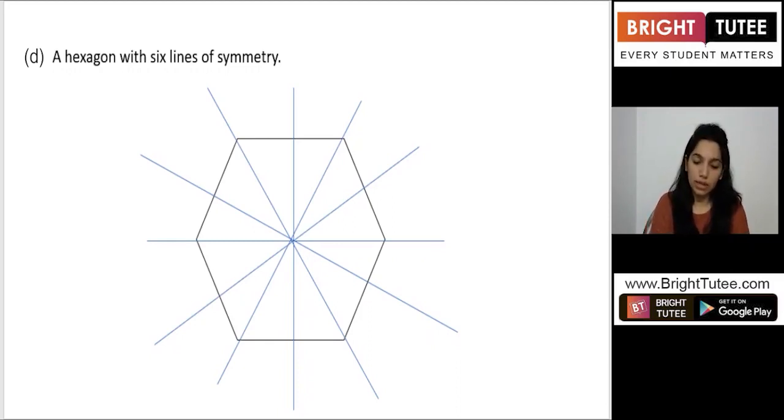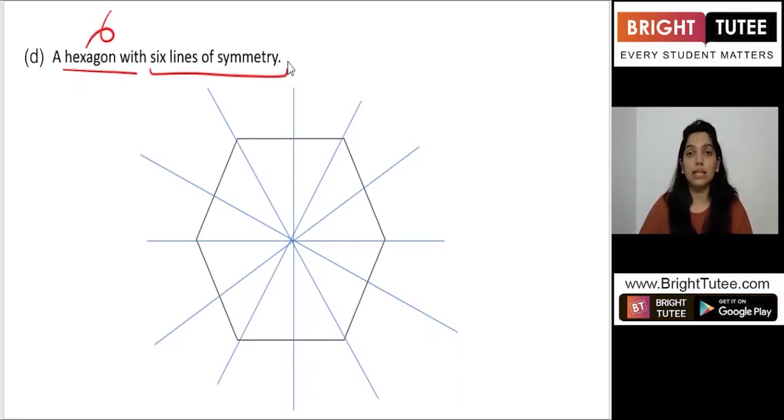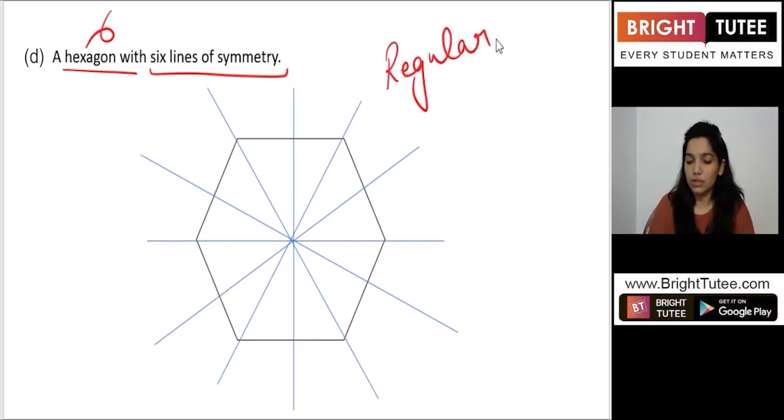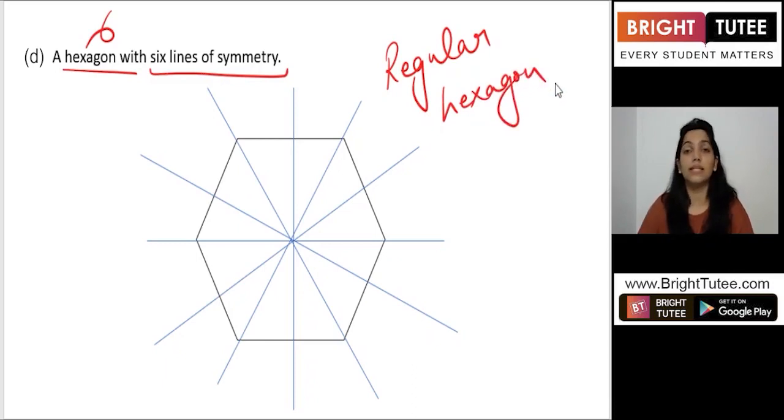And as we know that a hexagon has got 6 sides. So how many total lines of symmetry can we see? 6 lines of symmetry, and make sure it is a regular shape. So this is here a regular hexagon. Only this is the reason why it is having 6 lines of symmetry. Okay, if you don't have a regular hexagon, you can never have 6 lines of symmetry.